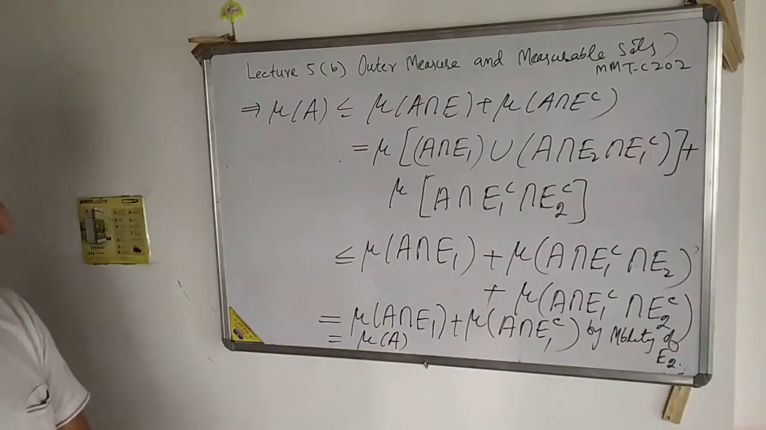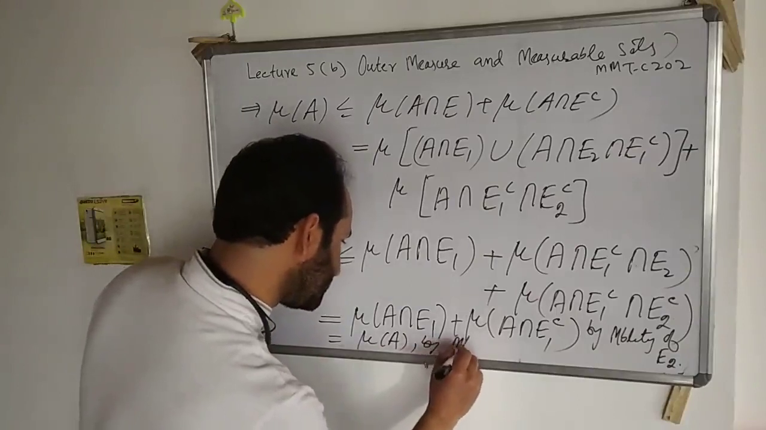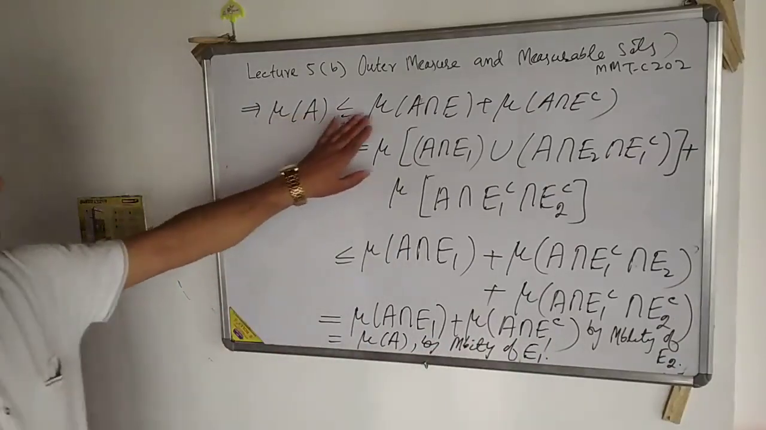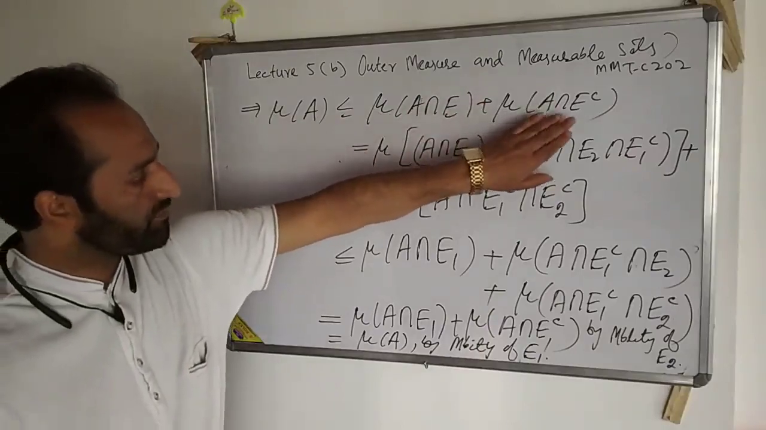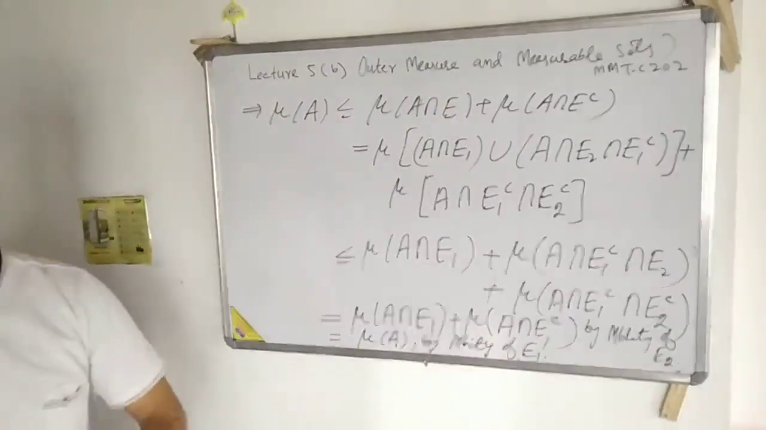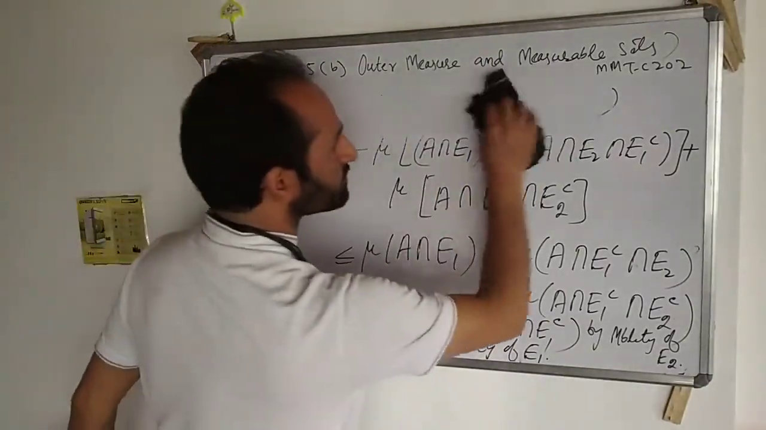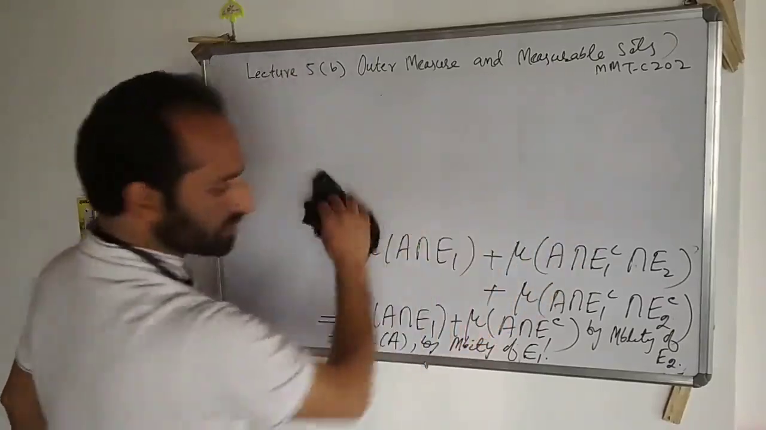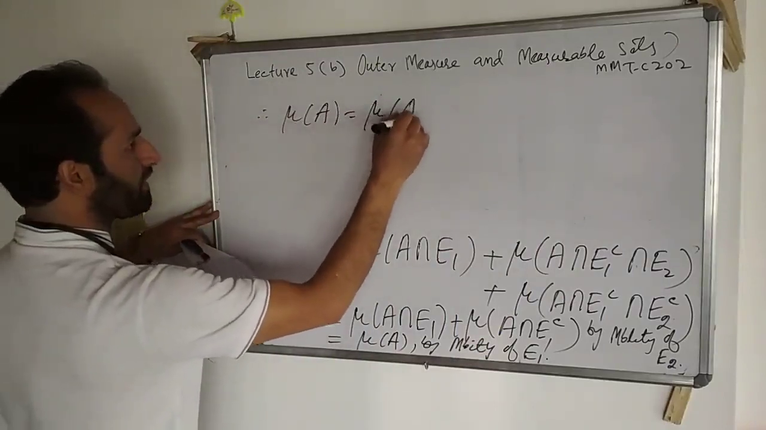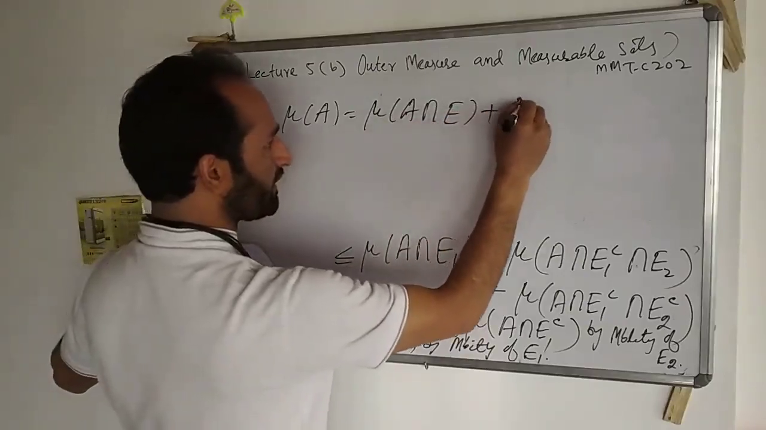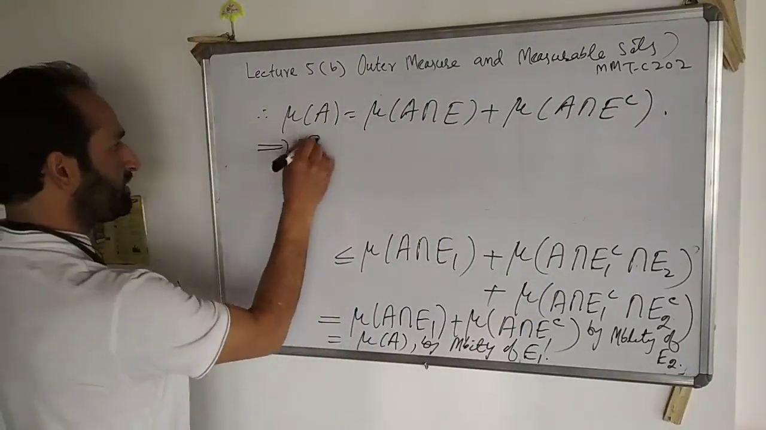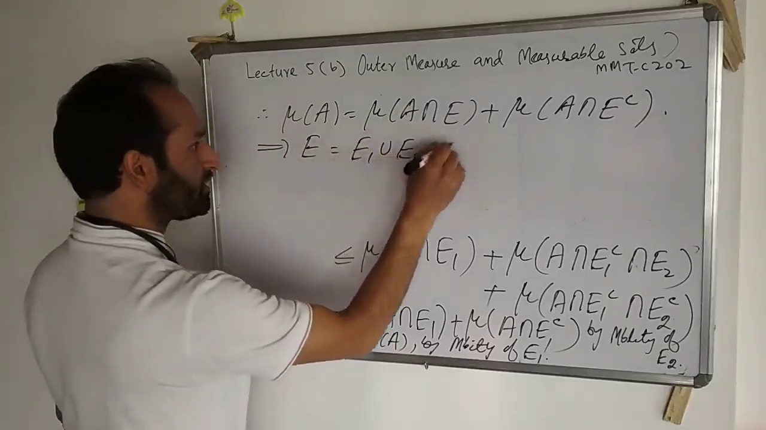mu of A, by measurability of E1. So therefore mu of A is less or equal to mu of A intersection E plus mu of A intersection E complement, which is less or equal to mu of A. So that means mu of A is equal to mu of A intersection E plus mu of A intersection E complement. So that proves E is measurable, which implies E, which is equal to E1 union E2, also belongs to lambda.